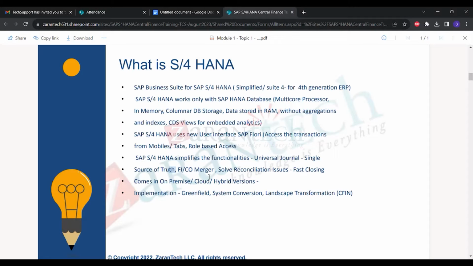For bigger entities, you can use the on-premise version. For a smaller version which has fewer customizations or implementations, we can use the cloud version, and then you can combine them both. For reporting purposes, you will have one single source of truth, so everything will be on one click for the higher management to make decisions.